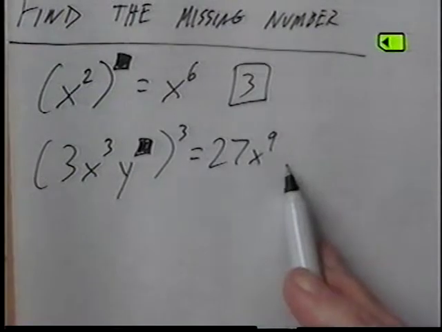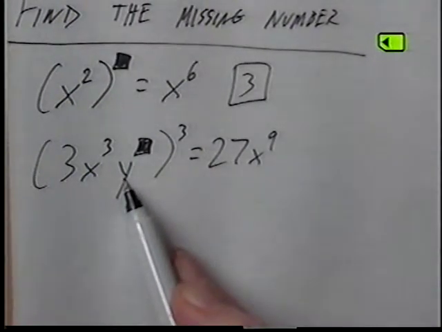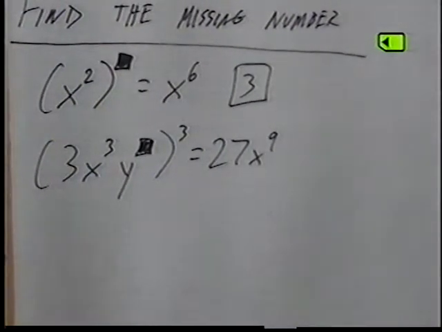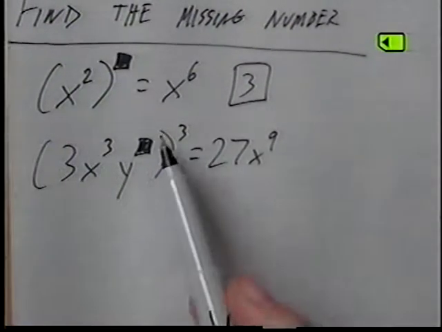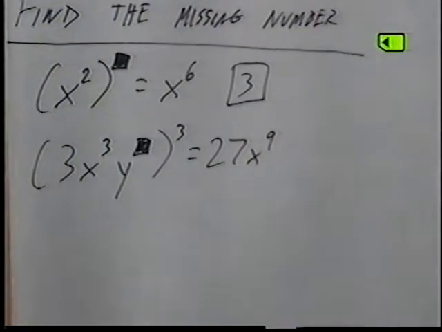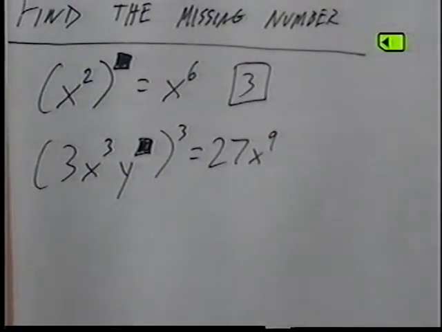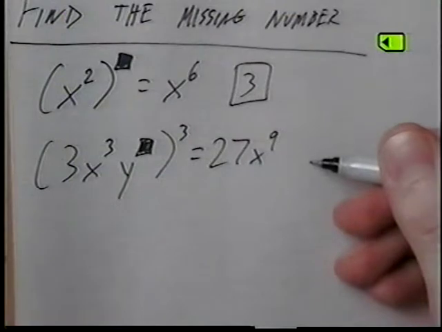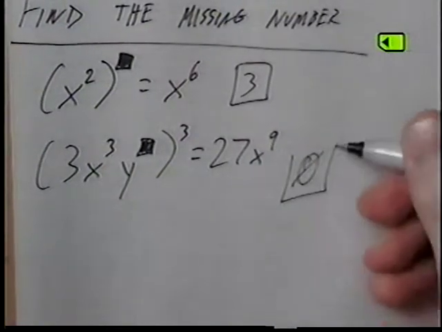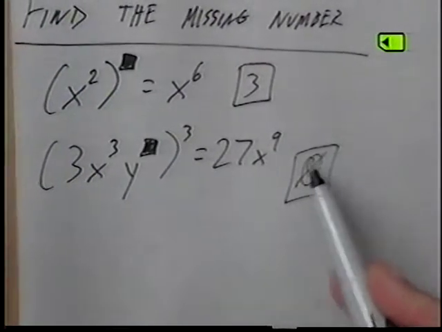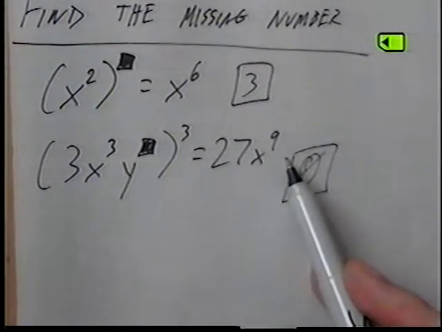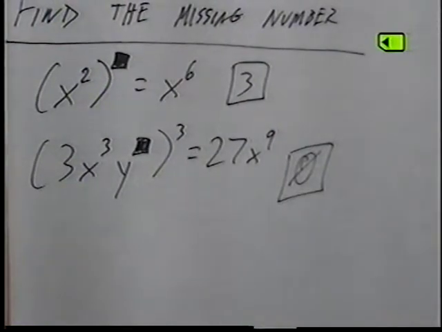There is no y in our answer, so whatever exponent this is must make the y cancel out. So we need some number times 3 that will cancel out this y. That number is 0. If it's y to the 0 power, 0 times 3 would be 0. Y to the 0 power is 1, or there would be no y in the answer.